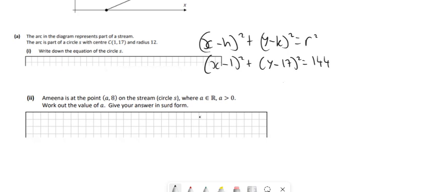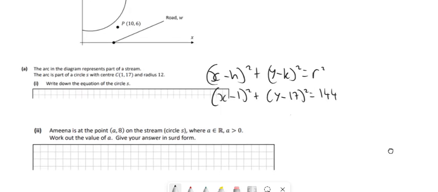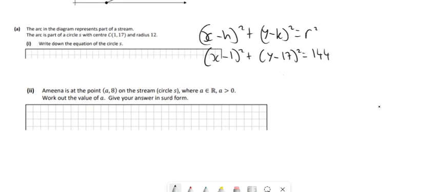So Amina is at the point (a, 8) on the stream, so that's on the circle. So we're just going to sub (a, 8) into the equation of a circle. I'm just going to put a in for x and 8 in for y. So we're going to get (a minus 1) squared plus (8 minus 17) squared is equal to 144.